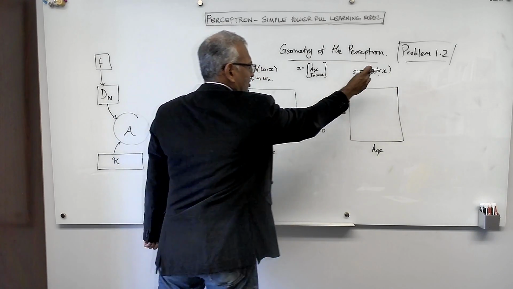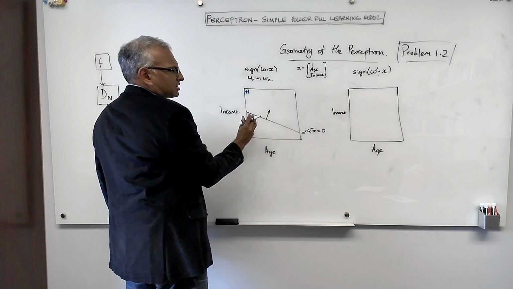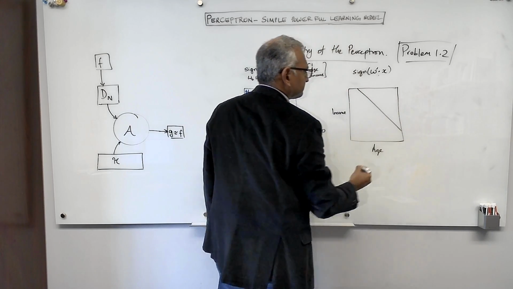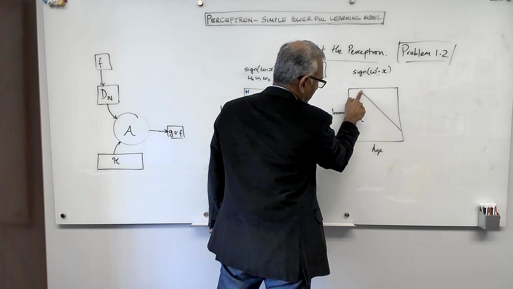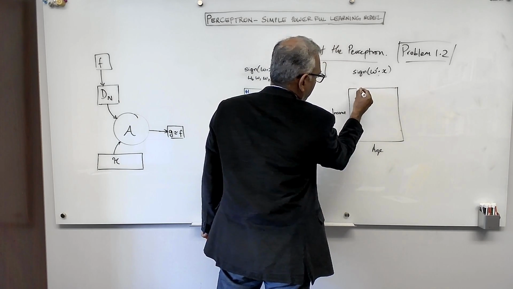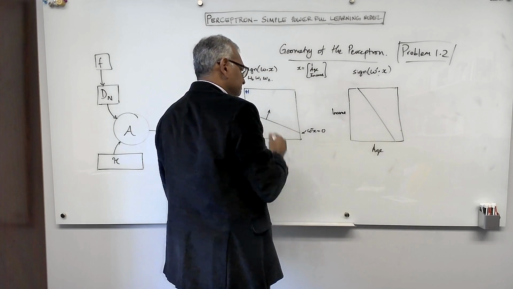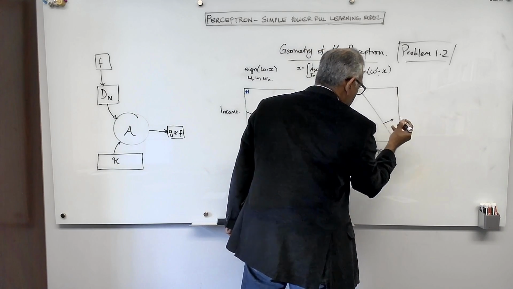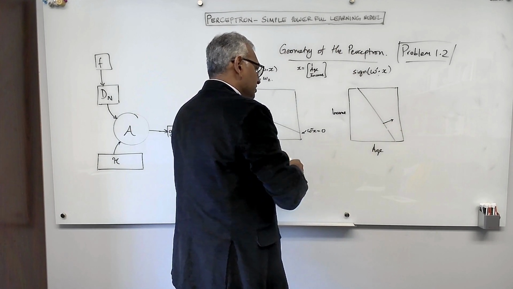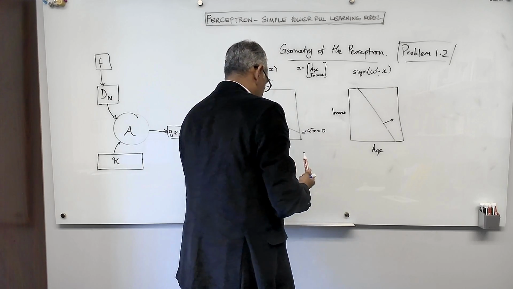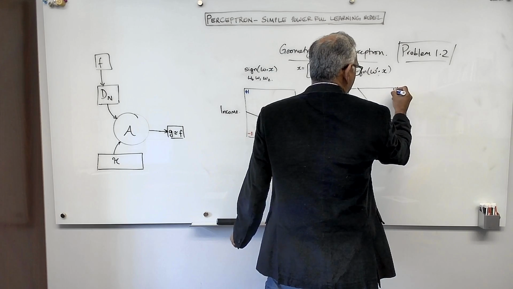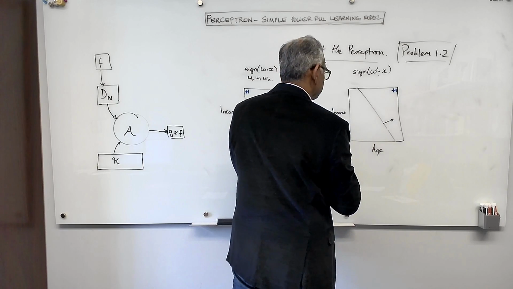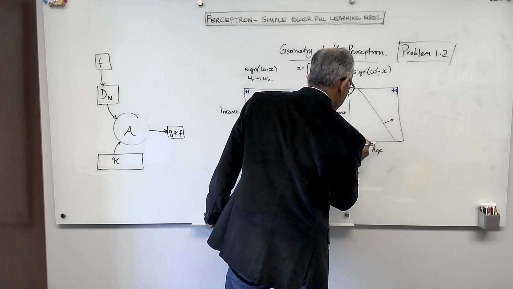Now, because it's a different set of weights, it could have a different orientation and a different position. So let's say this hyperplane is over here. For this hyperplane, you've got a different normal, and a different +1 region, and a different -1 region. So this is +1, this is -1.